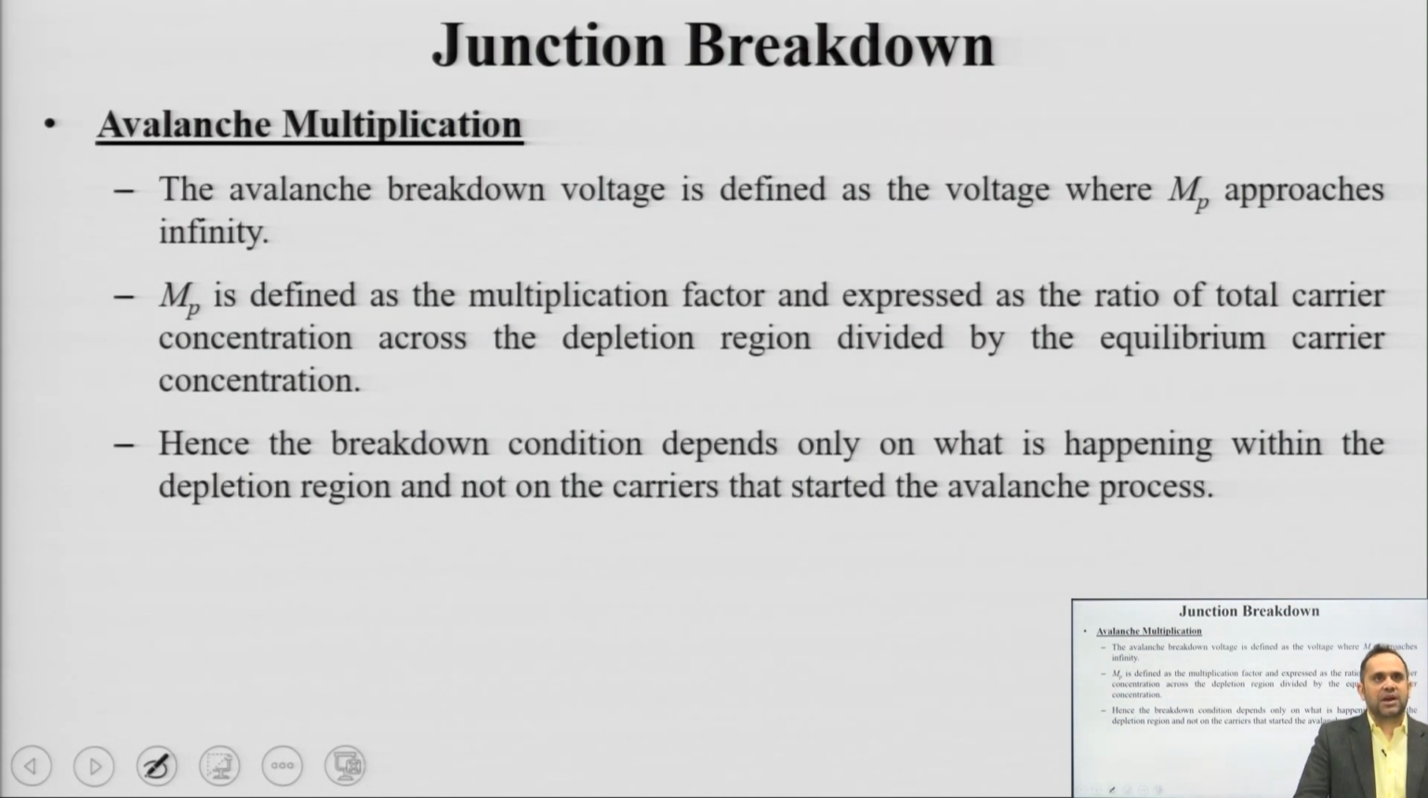Okay. The breakdown condition depends only on what is happening inside the depletion region and not on the carriers that actually started the avalanche process. So, that high energy electron which started producing more electron hole pairs just initiated the process of breakdown. Whatever generation is happening inside the depletion region basically decides whether avalanche breakdown has happened or not, right.